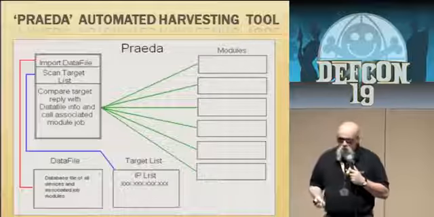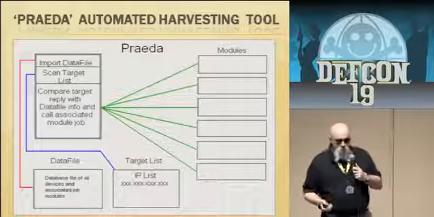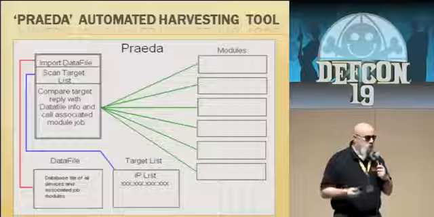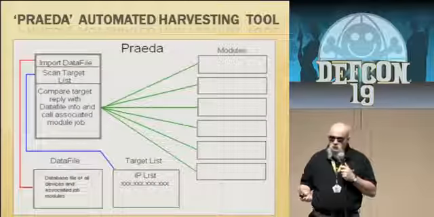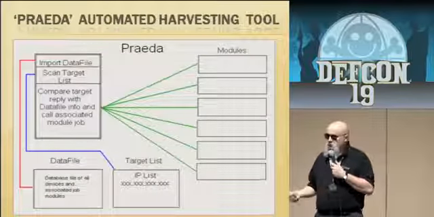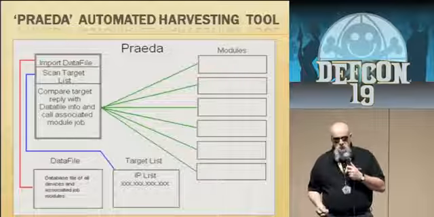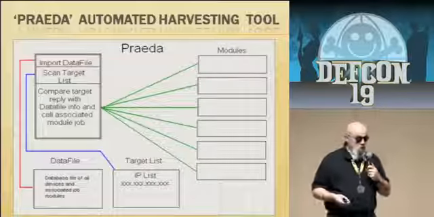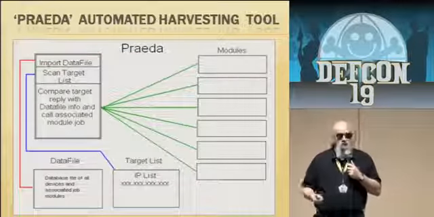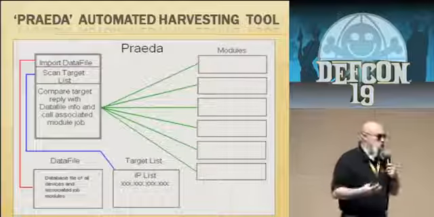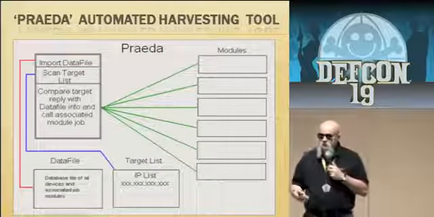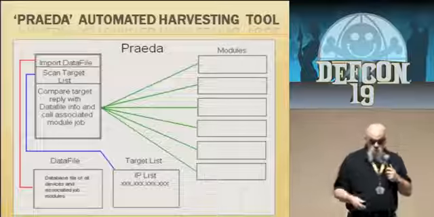It's simple how the tool works. It's made up of 4 pieces. You have the Praeda.pl, which is a dispatcher. You have individual modules designed to go against certain model types. You feed it a target file list, a list of all the IPs of printers that you want to run this attack against. And you have a data file which does fingerprinting.